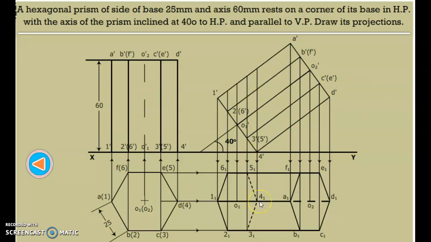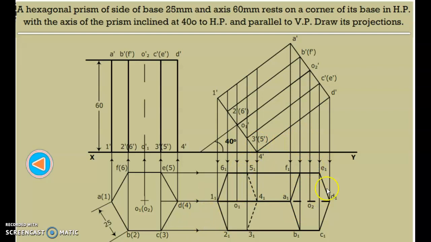Now let's move on to the final step. The final step is our top view. When the hexagonal prism is inclined at 40 degree, that is, when the axis is inclined at 40 degree, what will be our top view? So how will we be joining now? All the hidden lines will be joined using dotted lines. All the visible lines will be drawn using continuous lines.